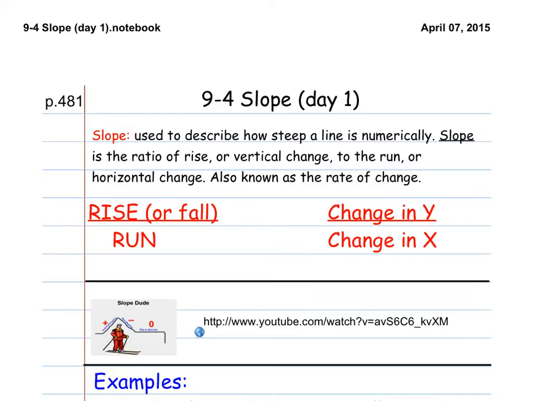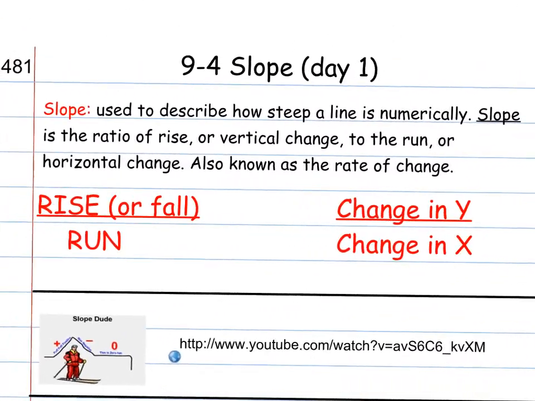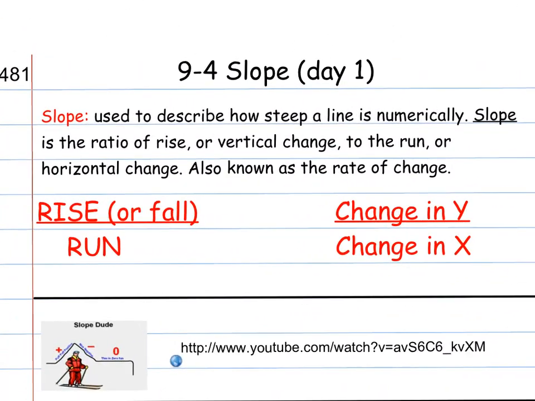So we're going to start day 1. Let's first talk about what slope is, and you can add it to your vocabulary. Slope is used to describe how steep a line is numerically. So say you're running on a treadmill, you can talk about the incline. That would also be your slope, how steep you're running. Slope is the ratio of rise, the vertical change in a line, to run, the horizontal change in a line. This can also be known as the rate of change.